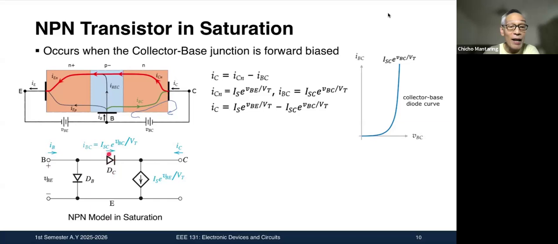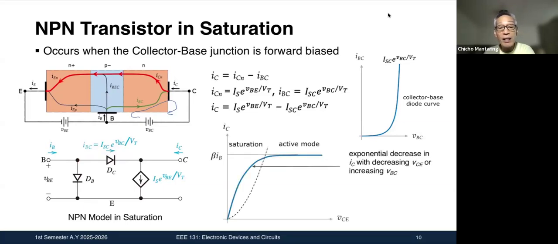Tanggalin natin itong diode. We can take this diode out when your collector-base is reverse biased. But now this is forward bias, so now you have a current from your base to your collector through the base-collector junction. So what is IC? IC is this current minus this current. This is our model in saturation. So how does that affect IC with respect to VCE?